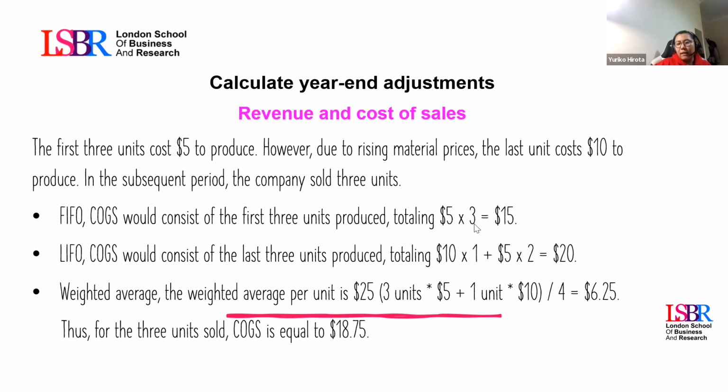Multiplied by 3, that were the units that we sold, the cost of the total material that we sold is 15 pounds. So we need to register an adjustment in the cost of that material, 15 pounds. So let's think about the second method.